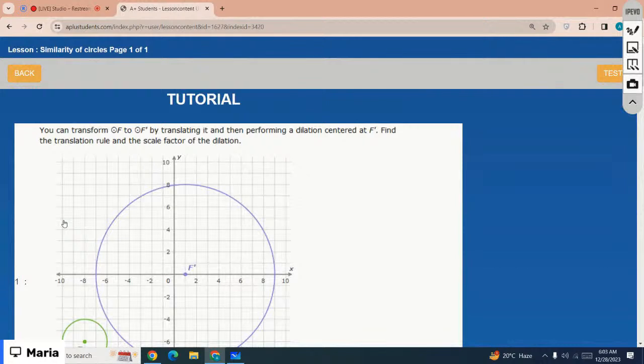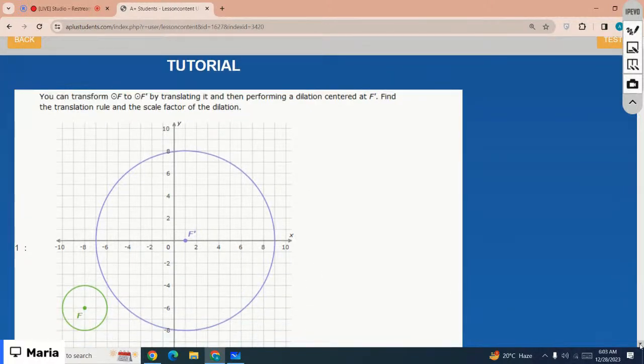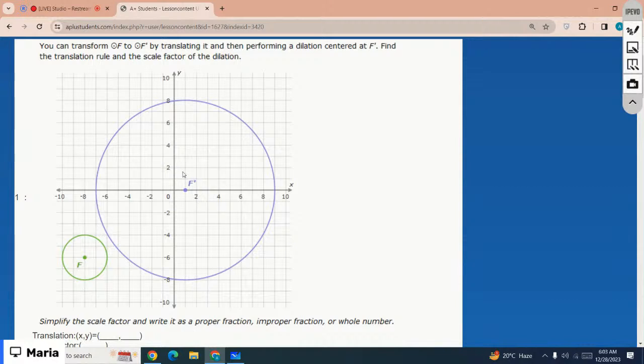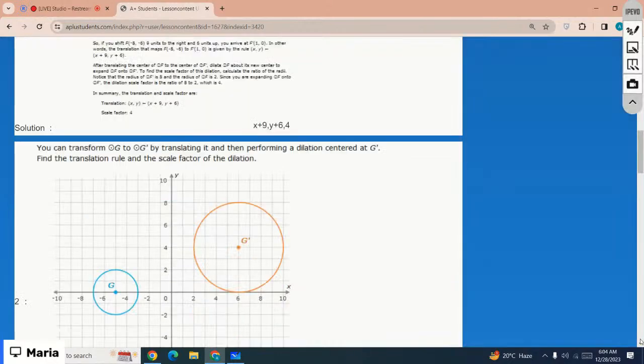You can transform circle F to circle F dash by translating it and then performing a dilation centered at F dash. Find the translation rule and the scale factor of the dilation. So basically F is the original center, right? Here it is. And F dash is the one that is dilated. You have to find the translation rule and then the scale factor, right? So the first thing you need to find is the translation.